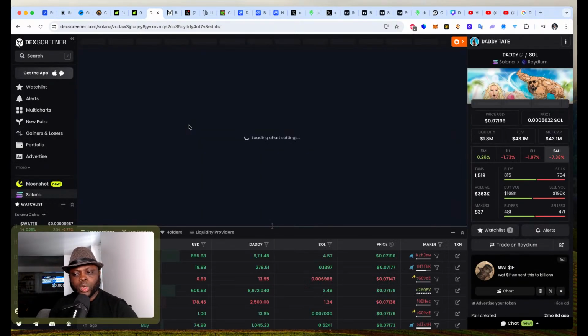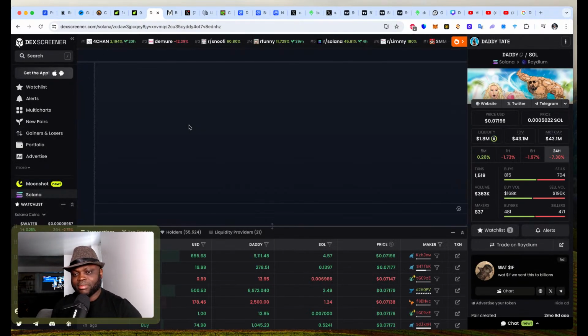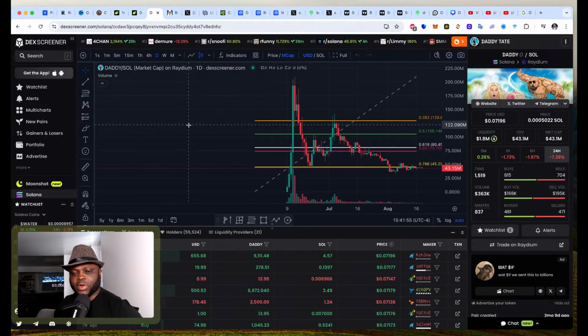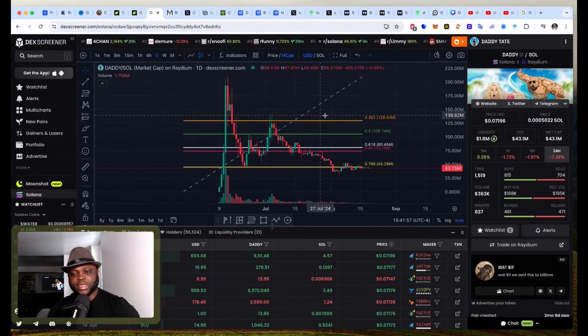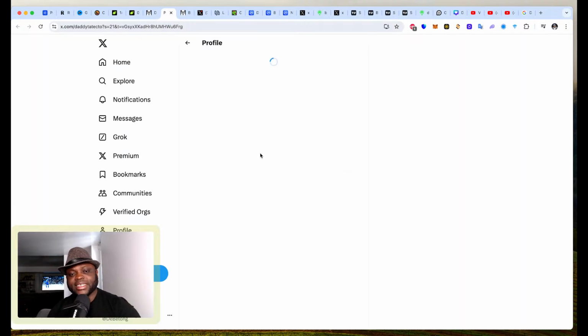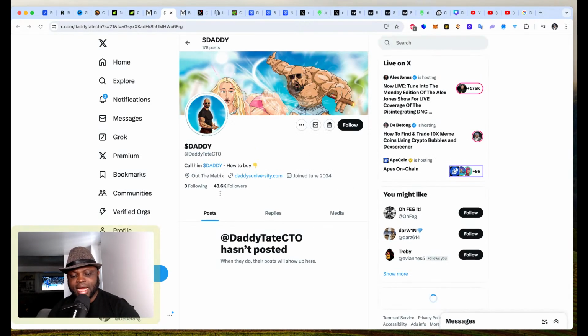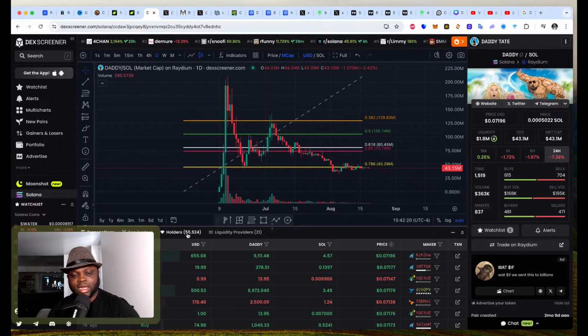Now, what I'm looking at is the same as I just mentioned to you guys. I've already done TA on this one. You can see I plug the Fibonacci from the bottom to the top, and I look at the holders. You go to the Twitter or the X platform, you're gonna see how many followers they have on X. You can see this guy, they have 43.6k followers on X.